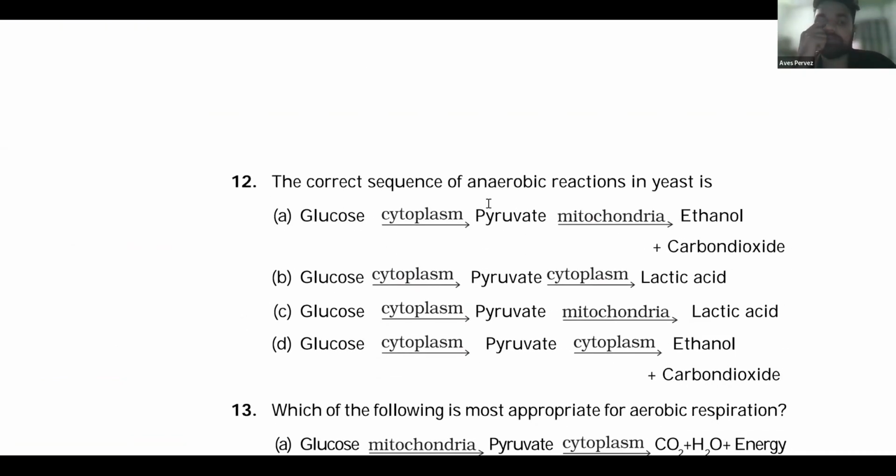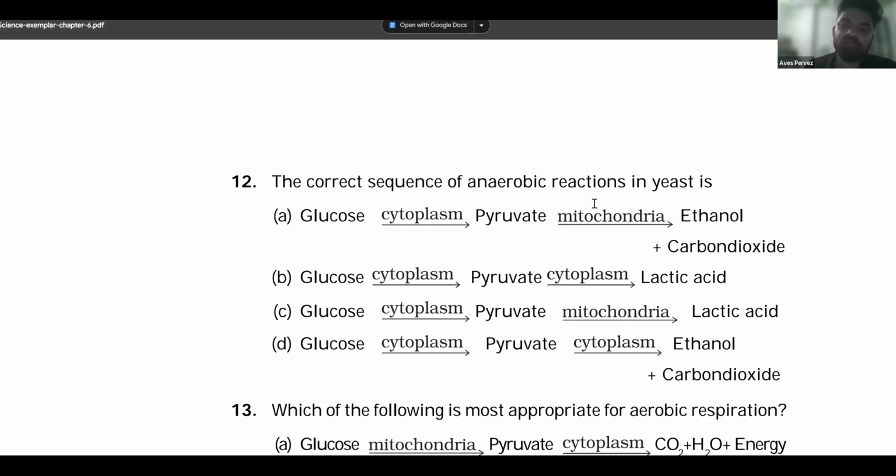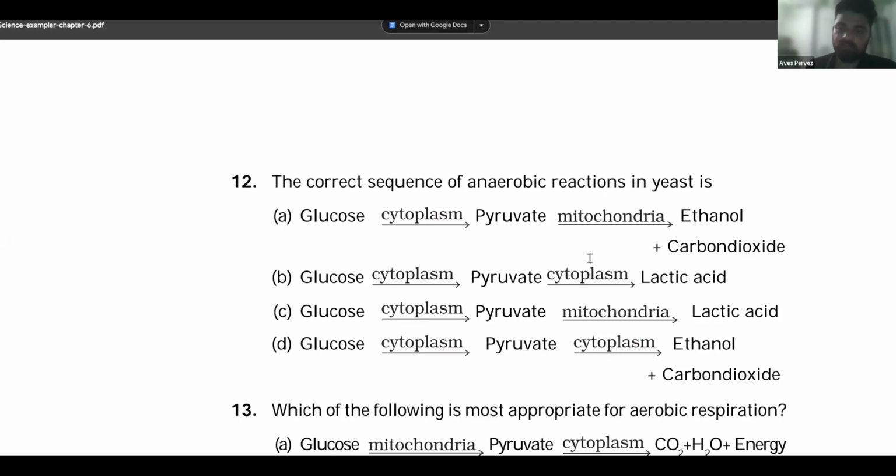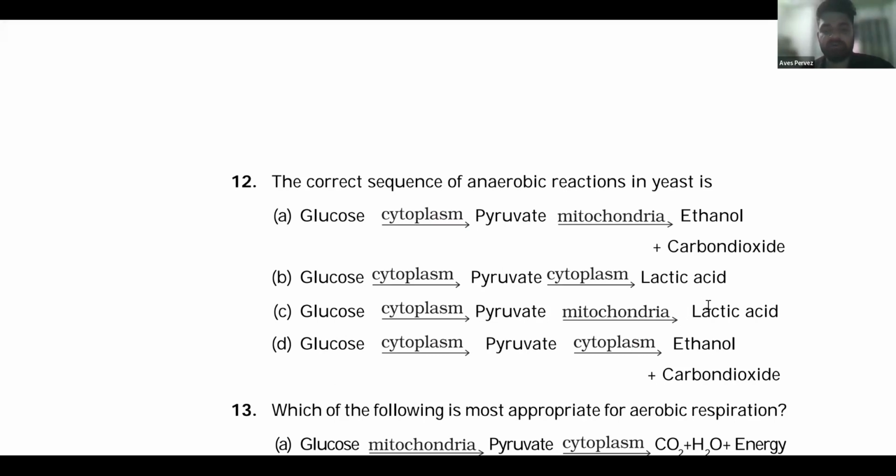Okay, tell me which one is correct. Question number 12. Which one is correct? Correct sequence for anaerobic respiration in yeast. Last one, yes, sir. Yes, the last one is correct. Why is the first one not correct? Because it does not take place in mitochondria, it takes place in cytoplasm. So that's why it's glucose, cytoplasm, pyruvate, and cytoplasm, then ethanol plus carbon dioxide. And lactic acid does not form.